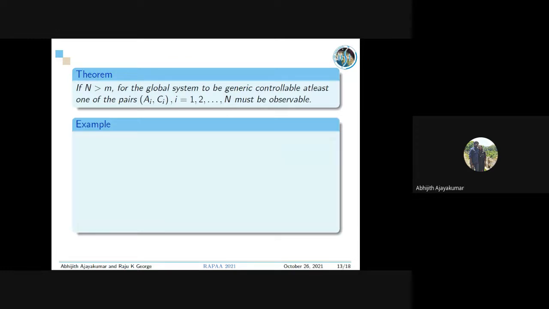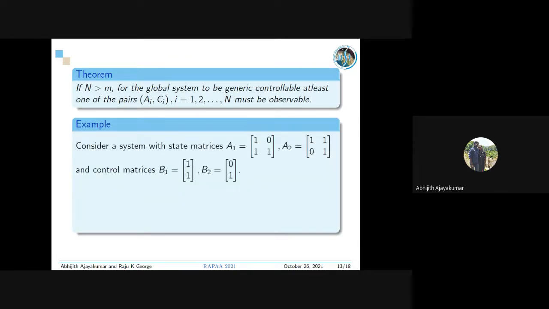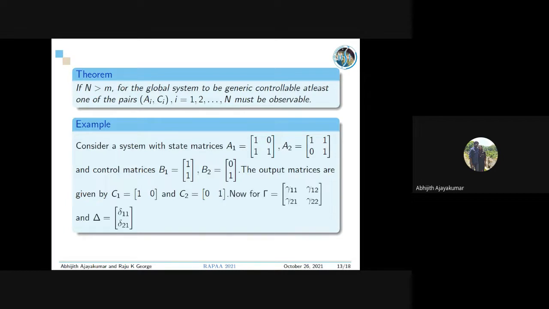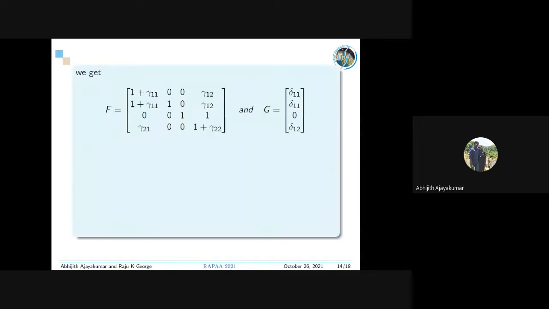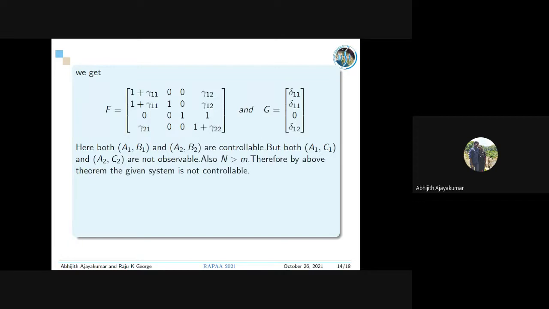We are giving an example for this. Consider a system where the nodes A1 and A2 are given by this, and B1, B2 and the output matrices are given, and the parameter and the connectivity network topology matrices gamma and delta are given. We can calculate the matrices F and G like this. Here both (A1, B1) and (A2, B2) are controllable, but (A1, C1) and (A2, C2) are not observable. Also n is greater than m. By our result, the whole system should not be controllable.